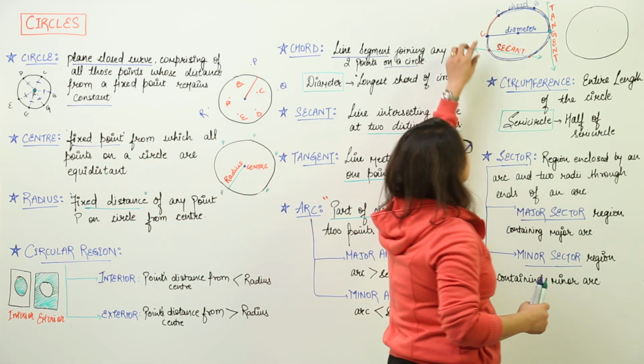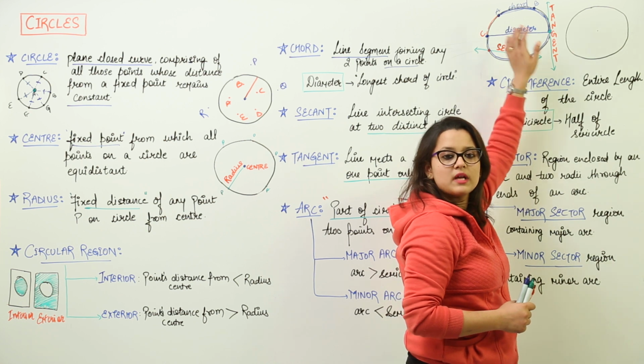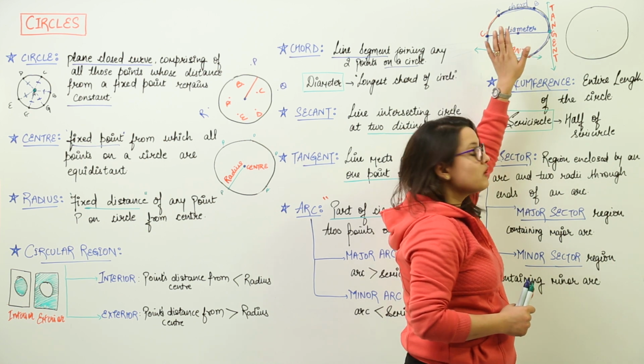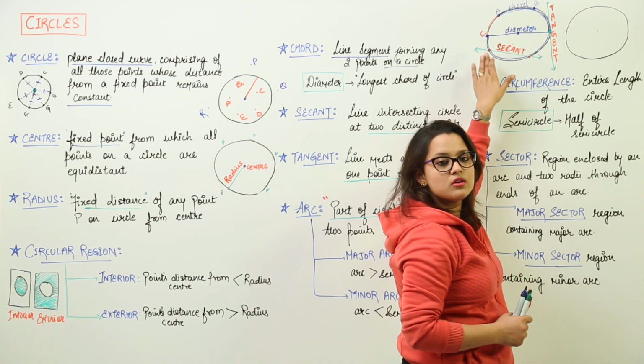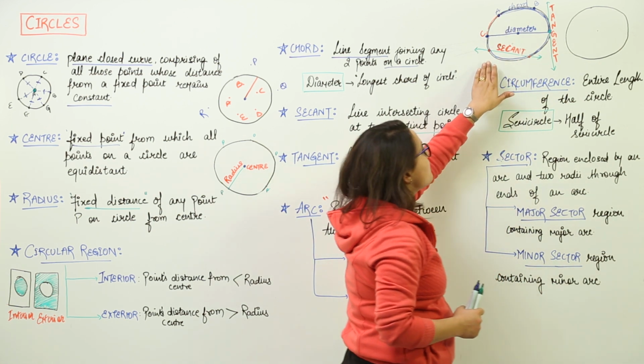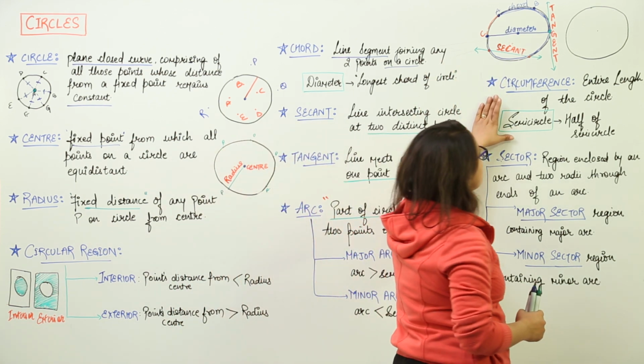You can check over here, the red portion is lesser than the semicircular part, so that represents the minor arc, whereas the blue portion is definitely greater than the semicircular part, so that represents the major arc part. Okay, so now we have the circumference.